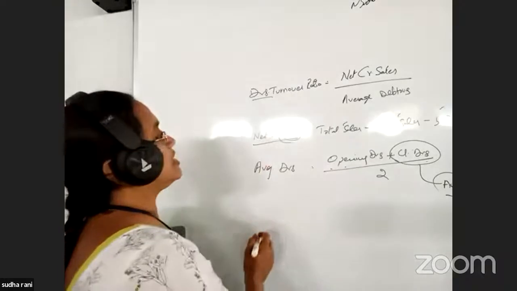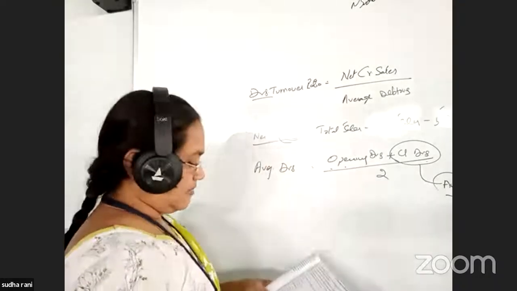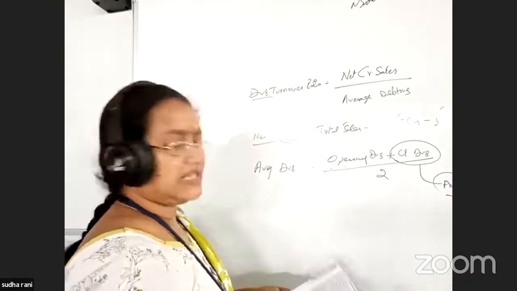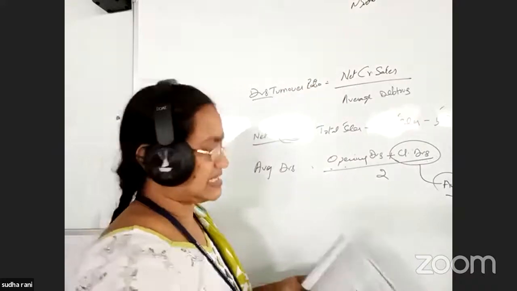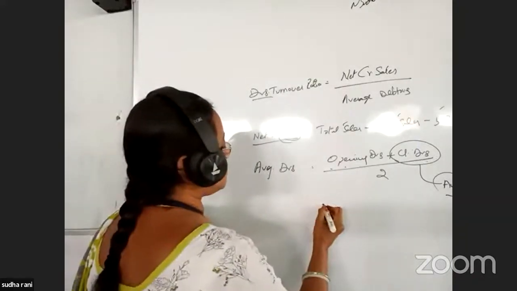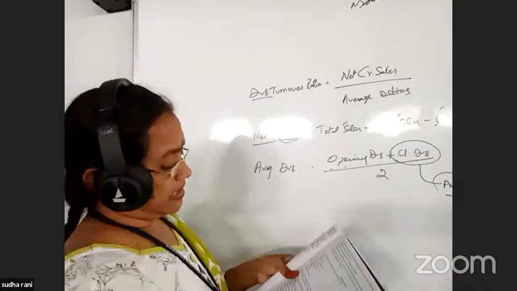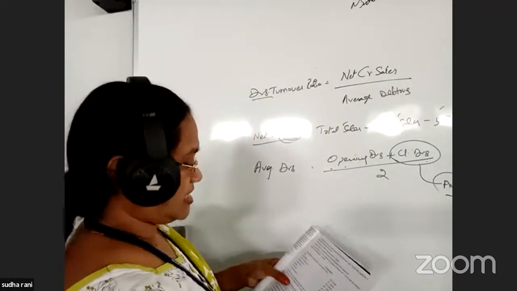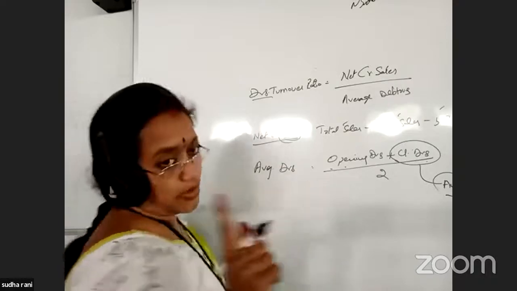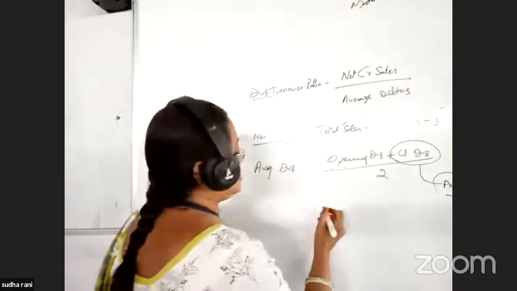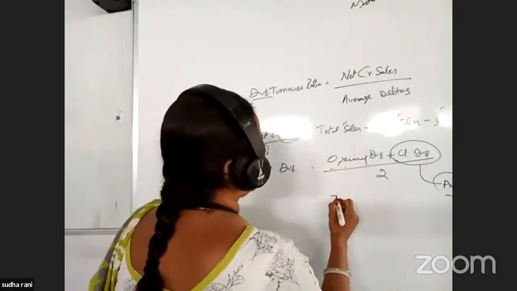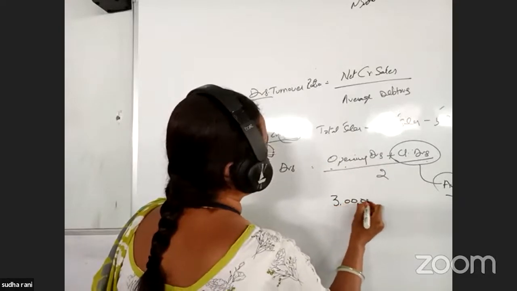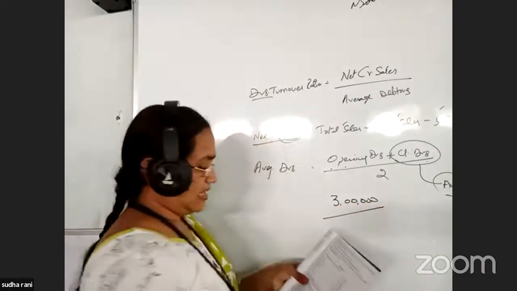Now in this question, credit sales. See here, we have been provided only one information of sales, that is sales 3 lakhs. And debtors turnover ratio. But debtors also only one information given, that is debtors. So sales 3 lakhs divided by debtors 32,000.